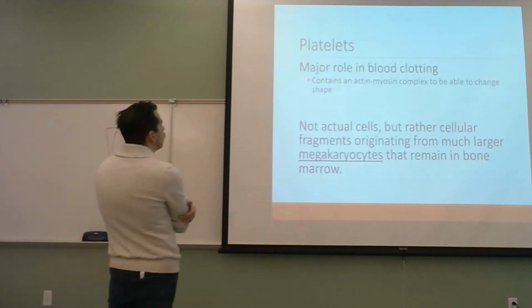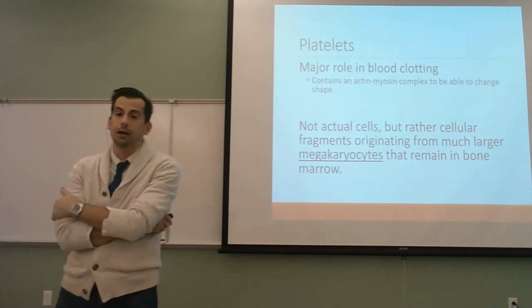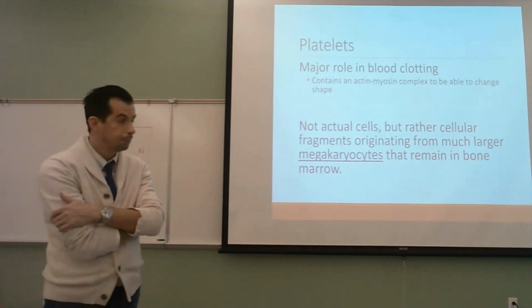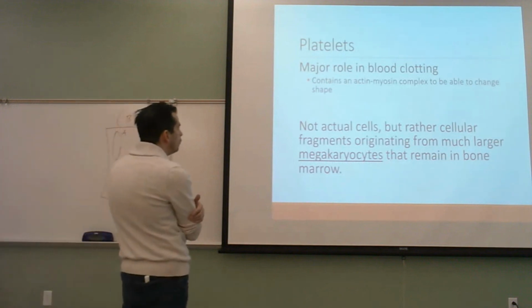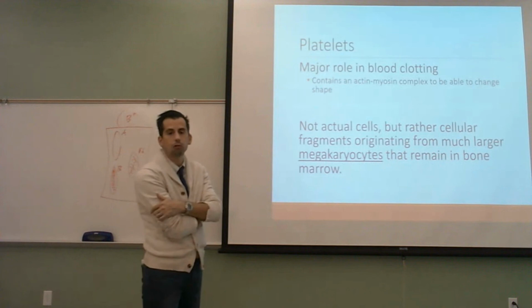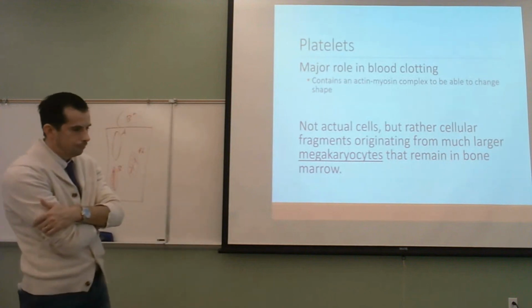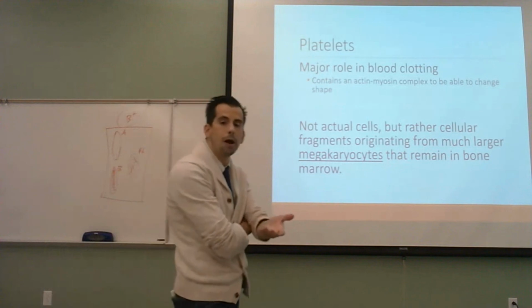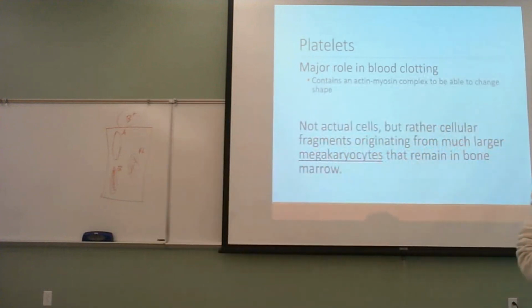And the last formed element is going to be our platelets, and plays a whole specific role in blood clotting, hemostasis. Not actual cells, but they are cell fragments that come from a much larger cell called a megakaryocyte. These megakaryocytes stay in the bone marrow, fragment off platelets that go into circulation.